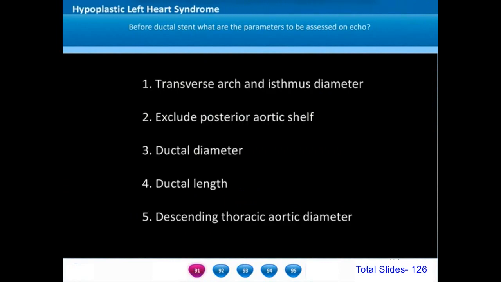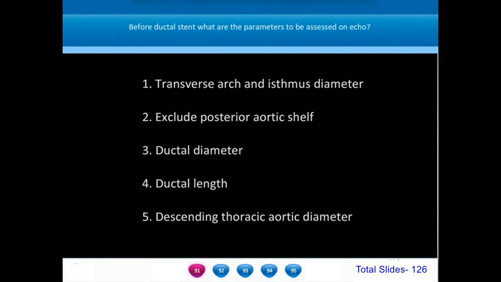Before a hybrid stage 1 palliation of hypoplastic left heart syndrome is planned, the following parameters need to be assessed on echocardiogram. The transverse arch and isthmus diameter. Is there any posterior aortic shelf? What is the ductal diameter and what is the ductal length? And the descending thoracic aortic diameter.